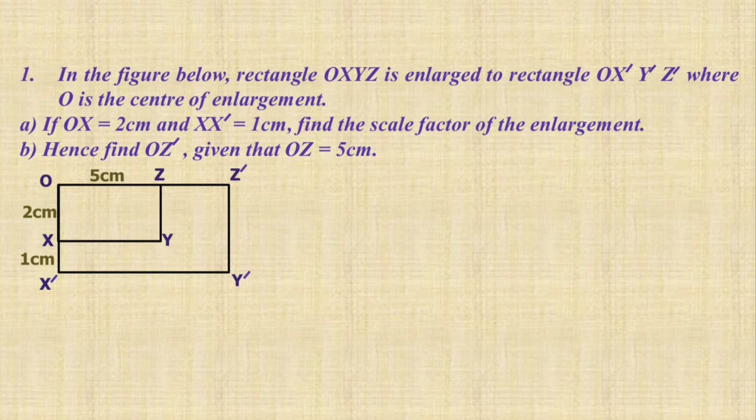In the figure below, rectangle OXYZ is enlarged to rectangle OX'Y'Z', where O is the center of enlargement. A, if OX is equal to 2 cm and XX' is equal to 1 cm, find the scale factor of the enlargement. And B, hence find OZ' given that OZ is equal to 5 cm.